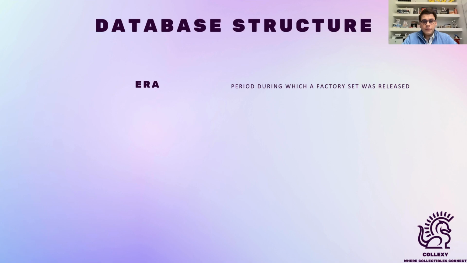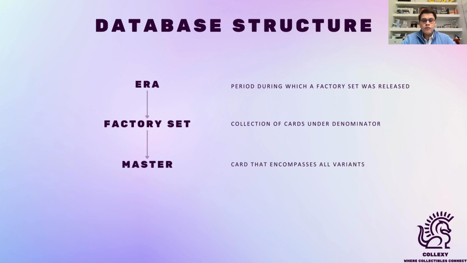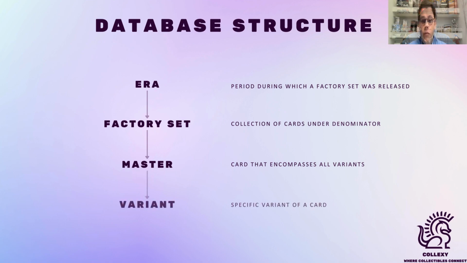Firstly, we have the era. The era refers to the time period during which the factory set was released. Secondly, there is a factory set. The factory set refers to the collection of cards that are being brought under one denominator, a set name. Thirdly, every card in the factory set has one so called master, and that master encompasses all different variants of that specific card. Finally, every version falls under a specific master, and thus is called a variant of that master.